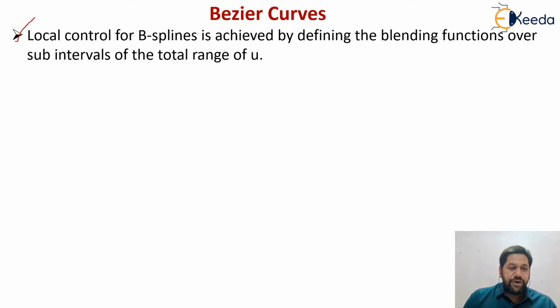The third difference that we are considering here is the local control. That's why we have said that this is one of the advantages of the B-spline curve. Local control for the B-spline is achieved by defining the blending function over subintervals of the total range of u. This is the difference which is not there in the Bezier curve. The Bezier curve does not have local control, but here we have local control for the B-spline, achieved by defining the blending function over the subintervals of the total range of u.